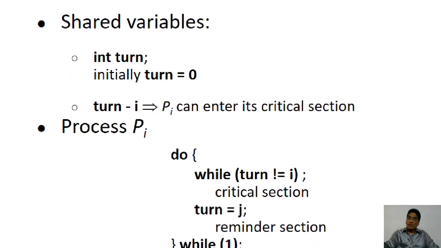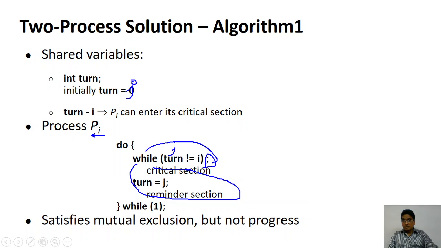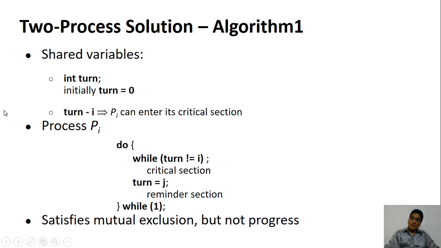Suppose it is not the turn of this processor; suppose the turn is j, which is not equal to i. In that case, what happens? Look here, there is a semicolon. Very, very important in the examination: you have to write the semicolon. Don't think that this is the while loop; the while loop is actually here. It is a single line while loop. It's just a dummy while loop.